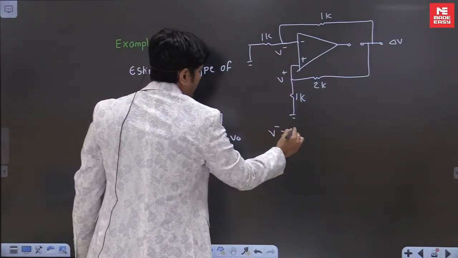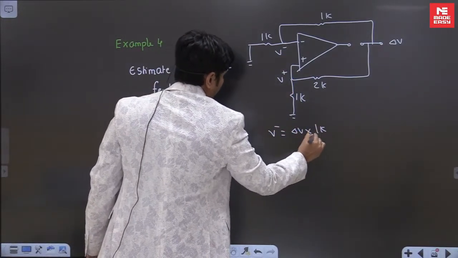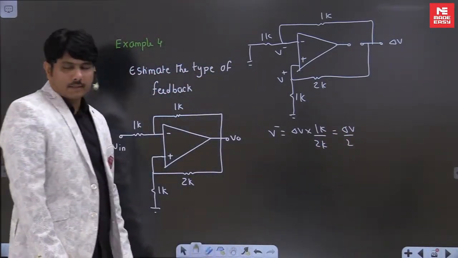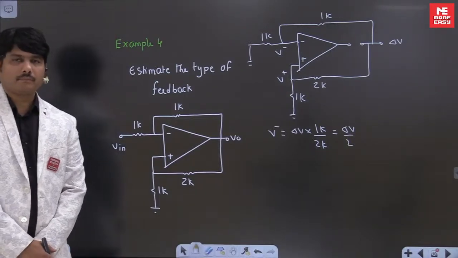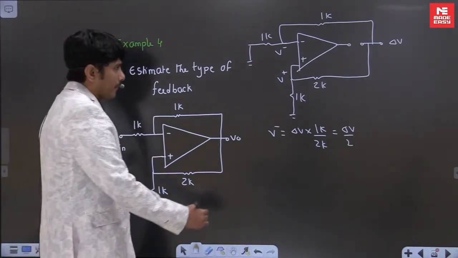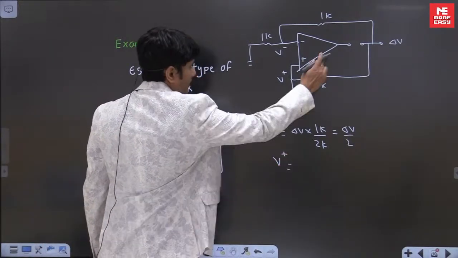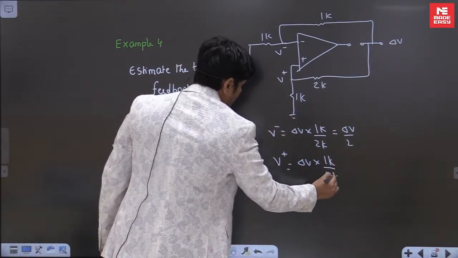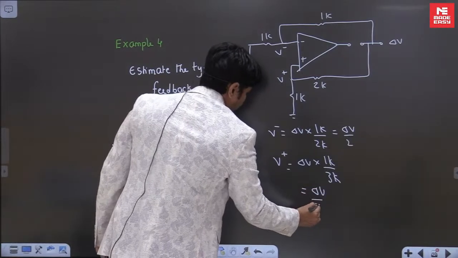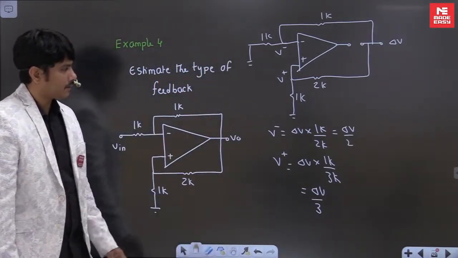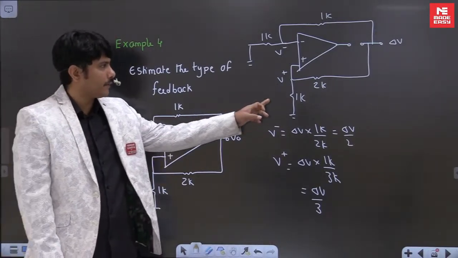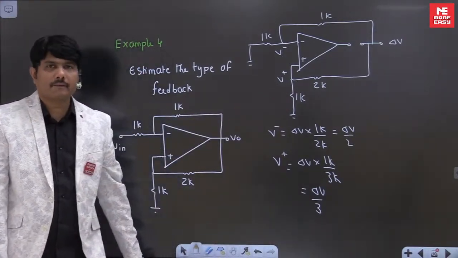This is V minus and this is V plus. V minus is del V into 1K by 2K. The answer is del V by 2. What about V plus? With the voltage divider, it is del V into 1K by 3K, which is coming to be del V by 3. Like this, I have designed the circuit actually. In this case, how I set the resistors here is very important. Setting the resistors is important.